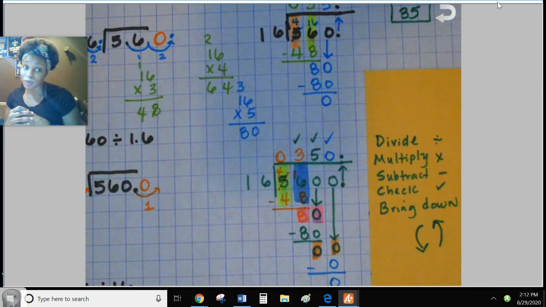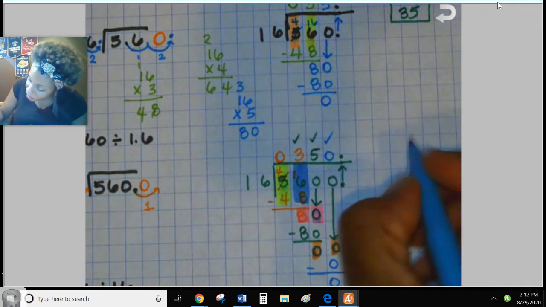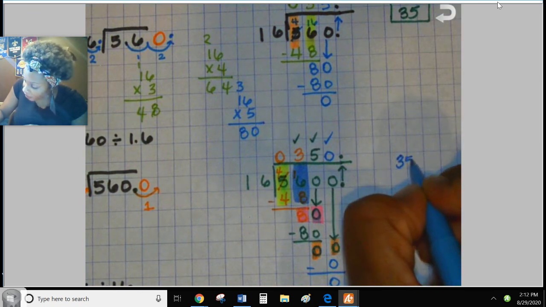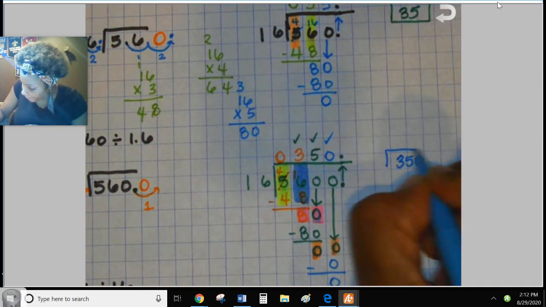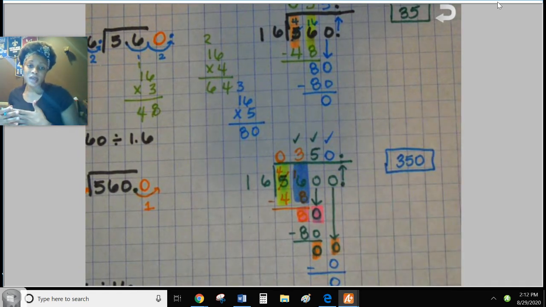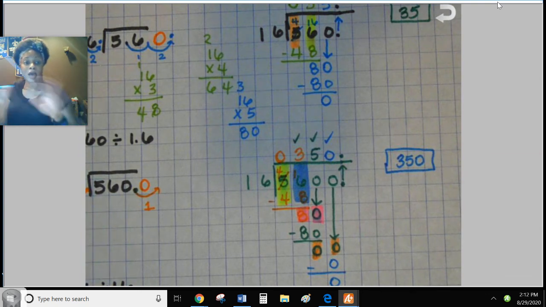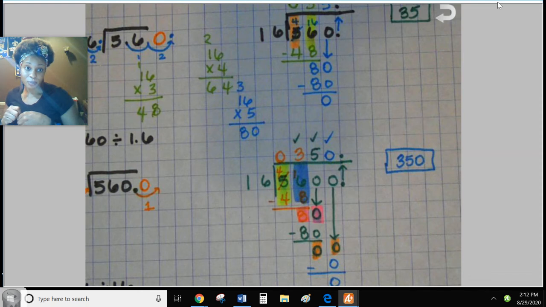You know you're done when there's nothing left to bring down, or you don't have to add zeros to keep the process going. Okay? So at this point, we have a quotient of 350. And I'm going to take all of these answers that I have, and I'm going to show you how to do them in the Google slide, how you would move them around so that you know how to do your school's year assignment. Okay?